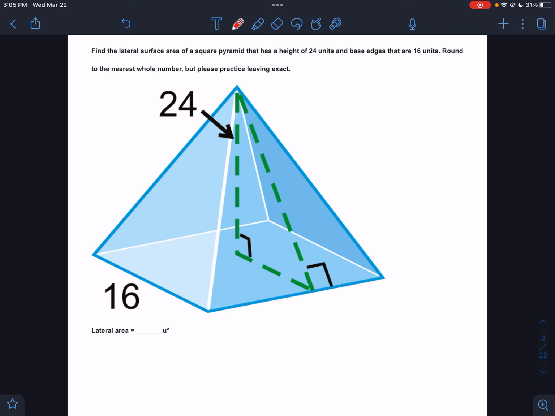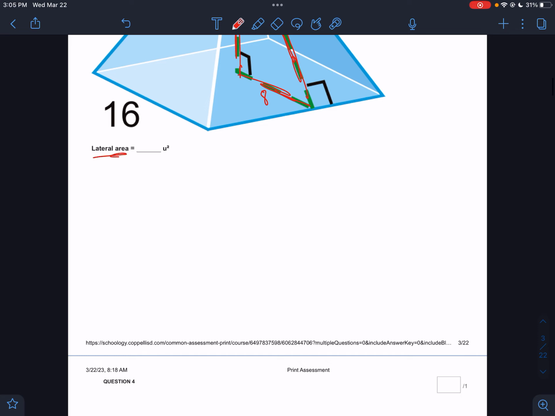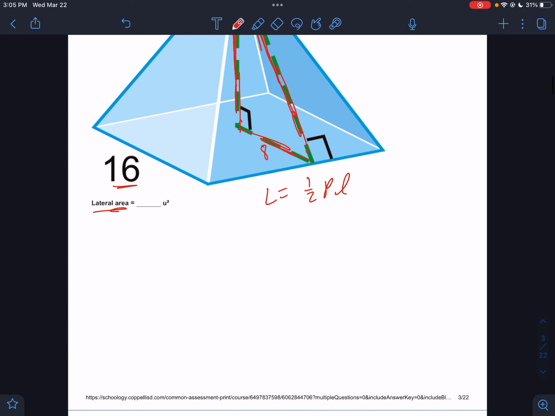There was a picture provided here, so it's a little bit easier to see, but this would be 8. Here's the height, the apothem, and the slant height. And we just want lateral area. So lateral area is 1/2 PL. Well, if this is 16, then P will be 16 times 4, which is 64.